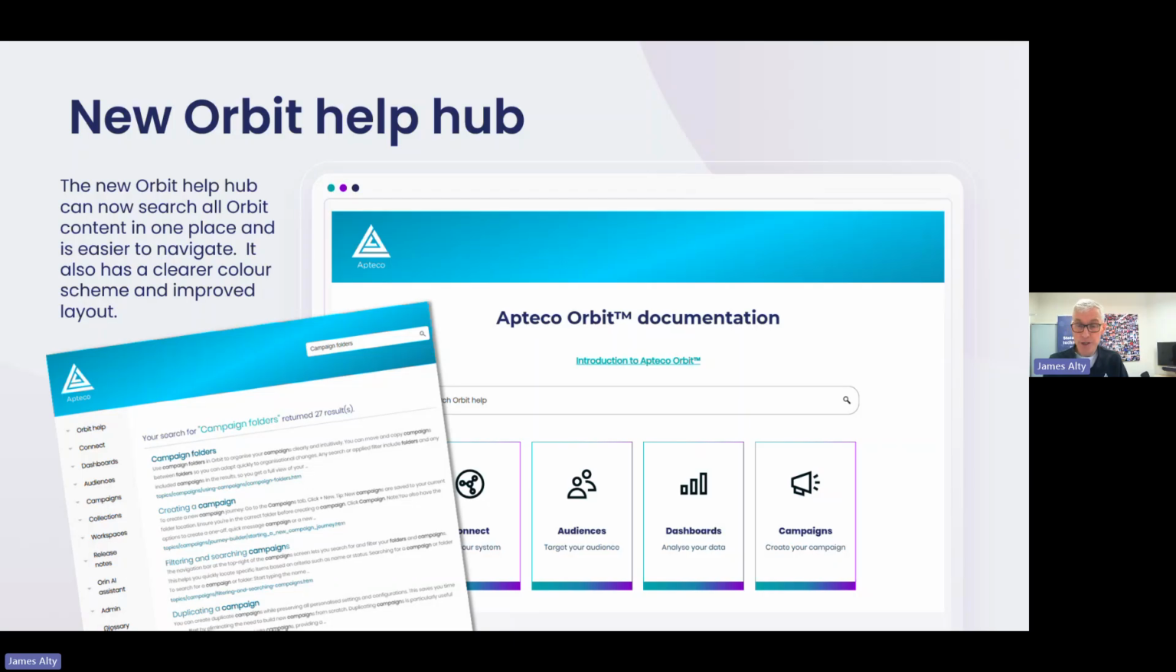You can now search everything in one place, and you can see on the screen the result of a search term looking for campaign folders. So everything from the connect part of the product, where we pull data in, to audiences, dashboards, and campaigns, is all searchable in the same space.